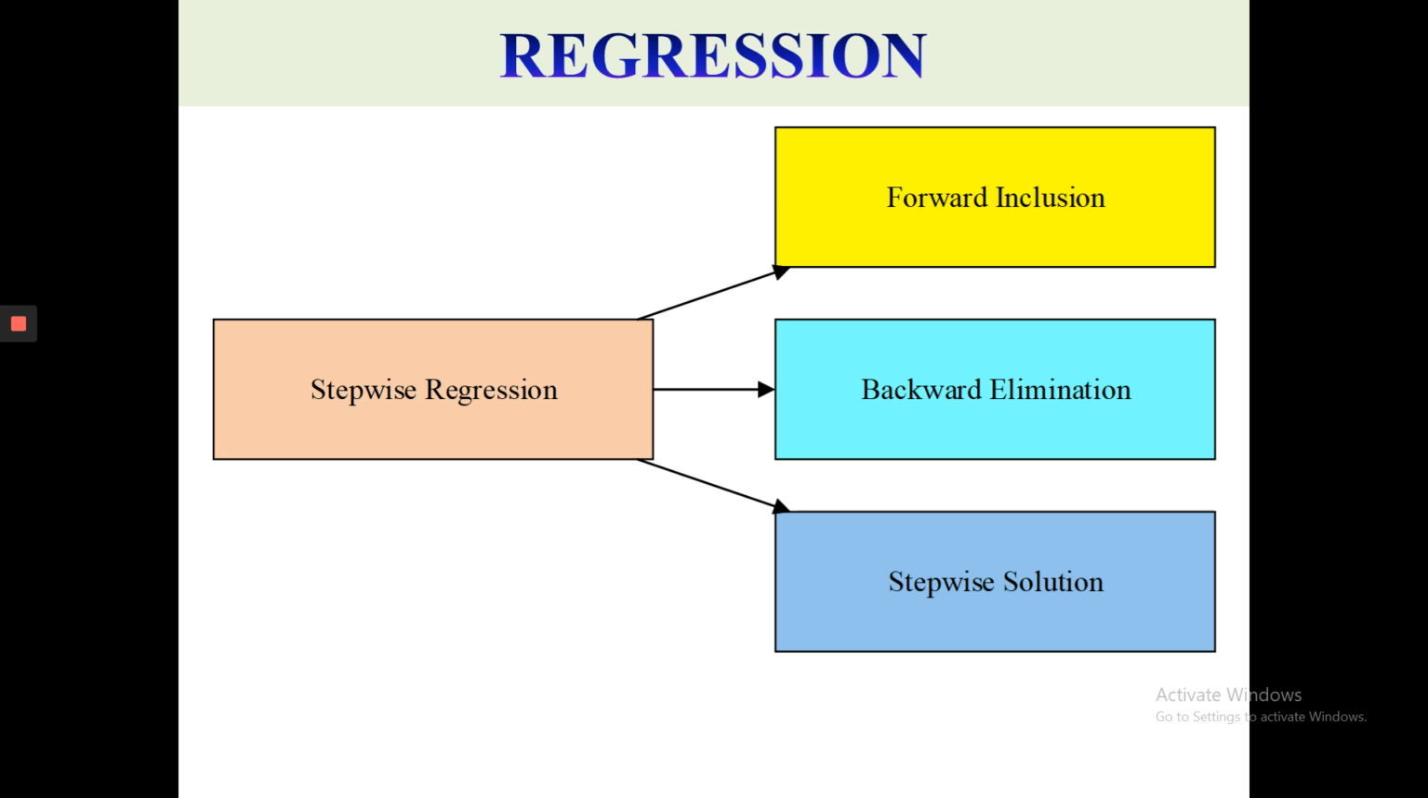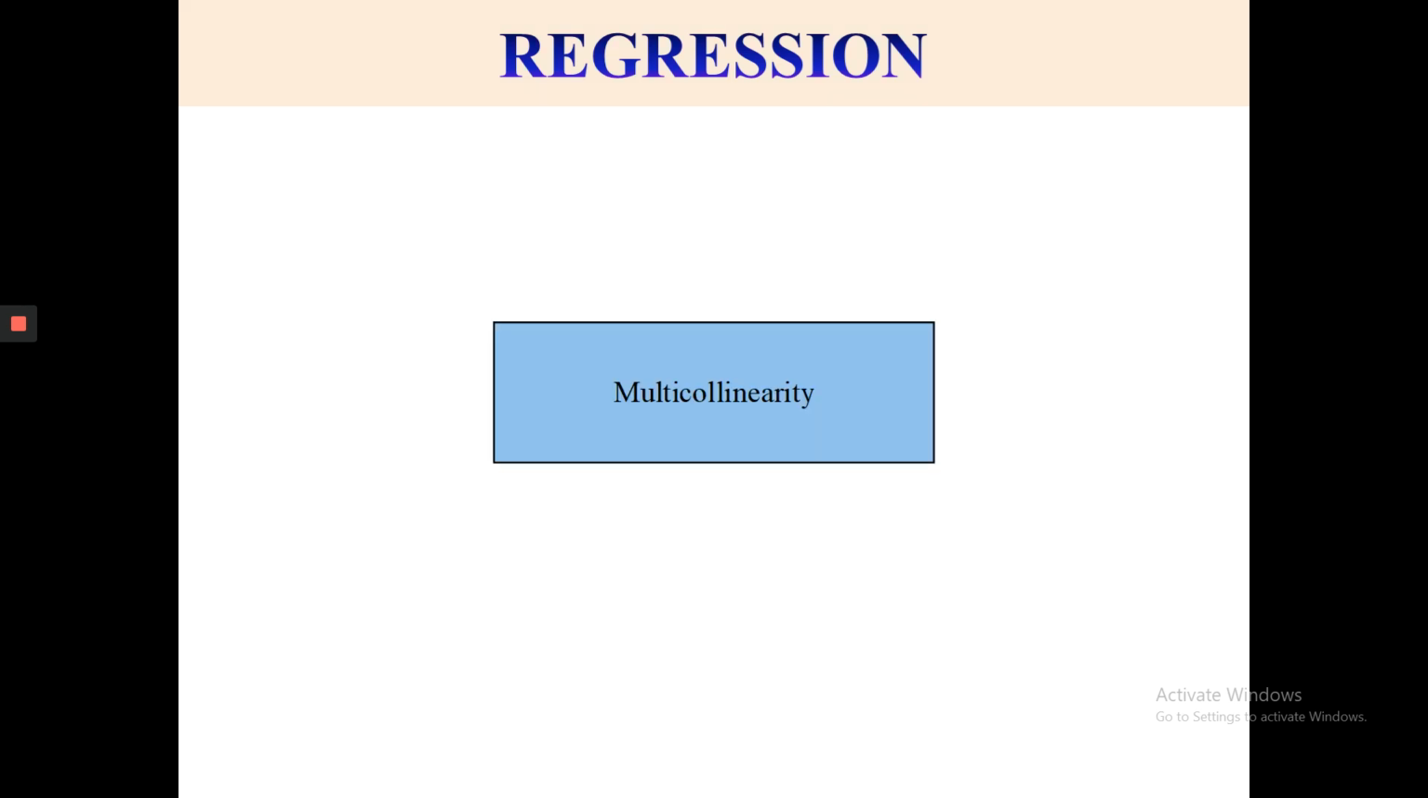The second is backward elimination. In this approach, all the predictor variables are included in the regression equation. Predictors are then removed one at a time based on thresholds. And the third approach to stepwise regression is the stepwise solution. Here, forward inclusion is combined with the removal of predictors that no longer meet the specified criteria at each step.